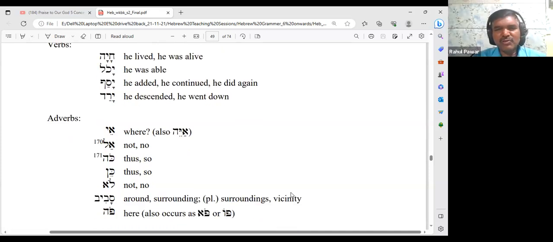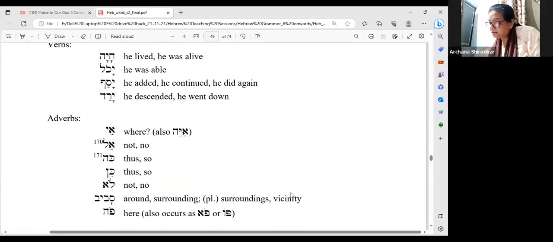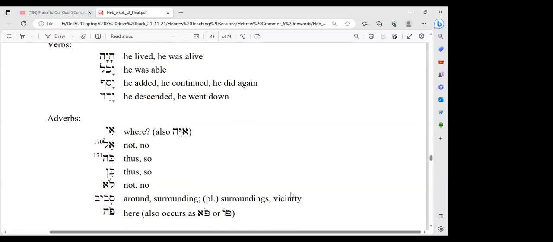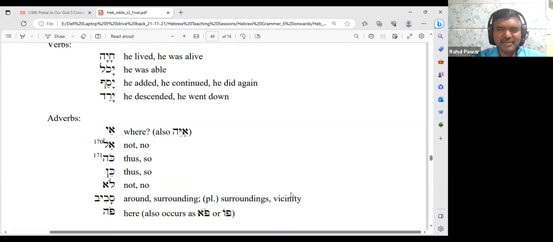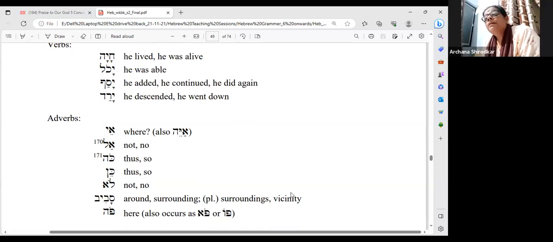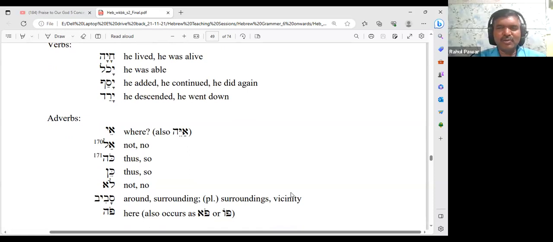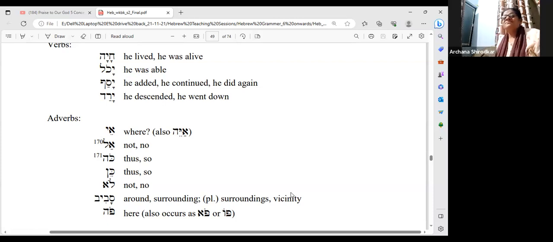Then what is the opposite word for yarad? Alah. He went up. From that word you know the derived word is aliyah. Every Jewish person from around the world can make aliyah. They say aliyah to Israel. They can go to Israel by the word aliyah: to ascend, to go up to Jerusalem.